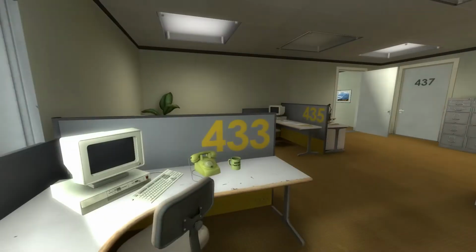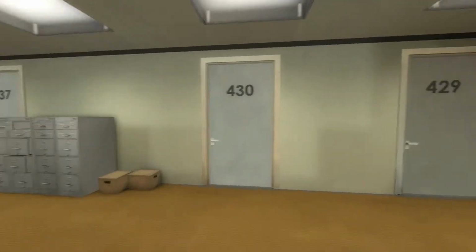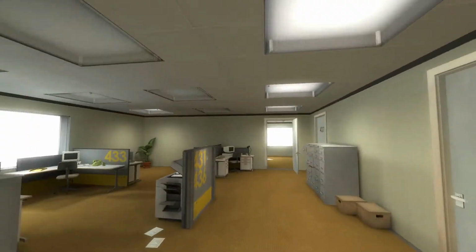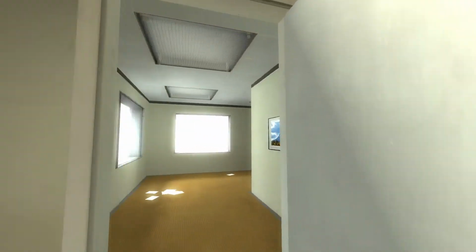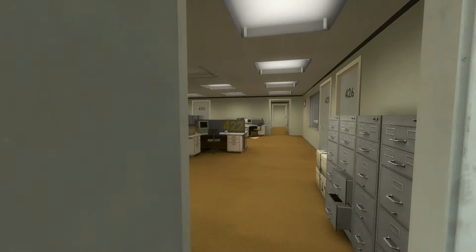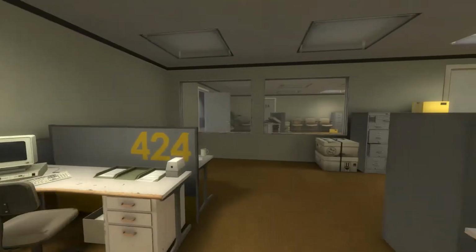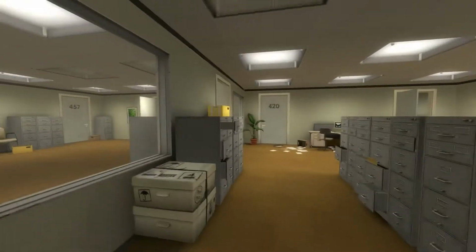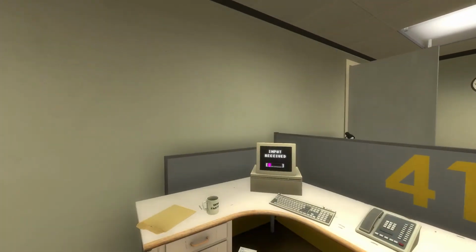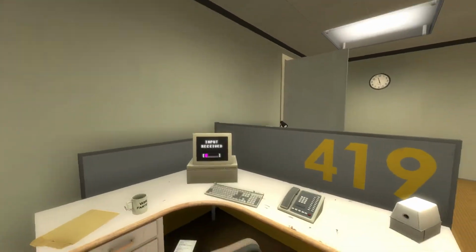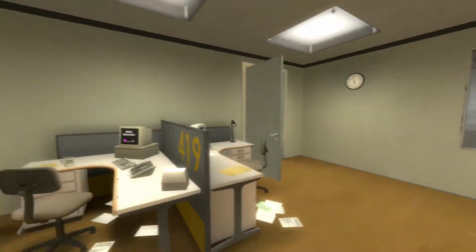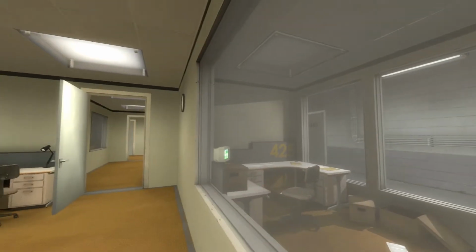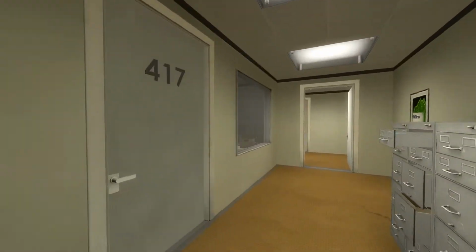There's also an achievement to turn off all the computers, which I don't think I can do. I didn't turn off my computer. No, turn off. I might have already screwed that one up. It's okay.